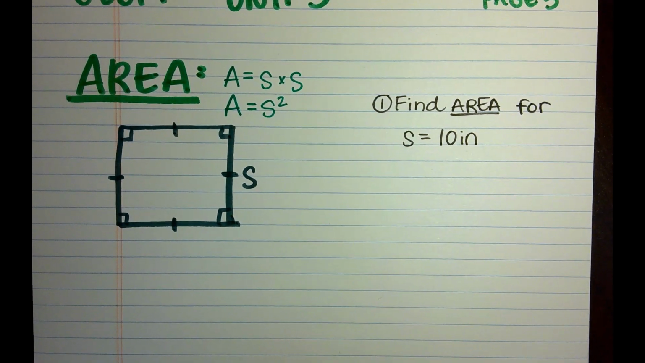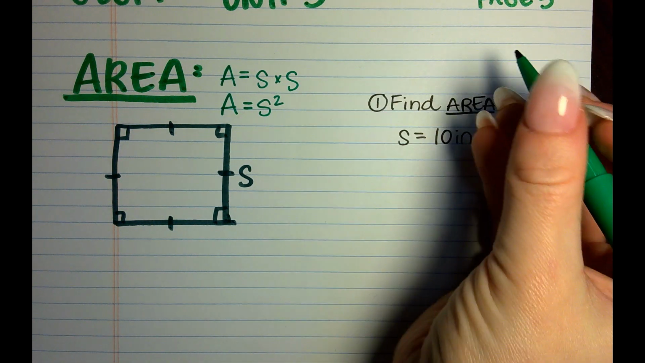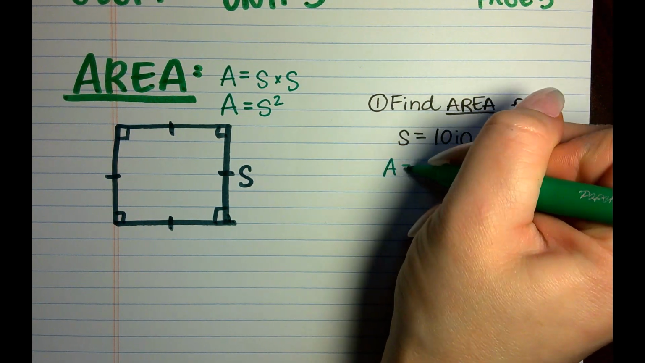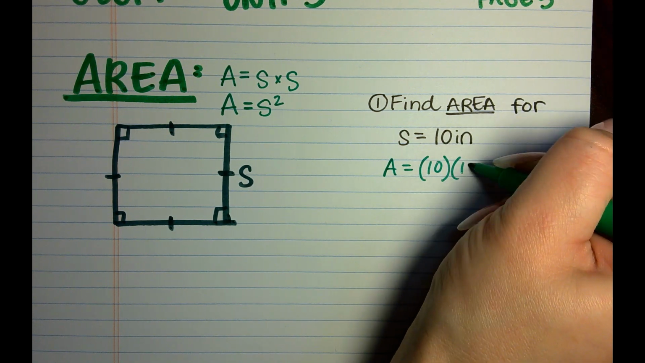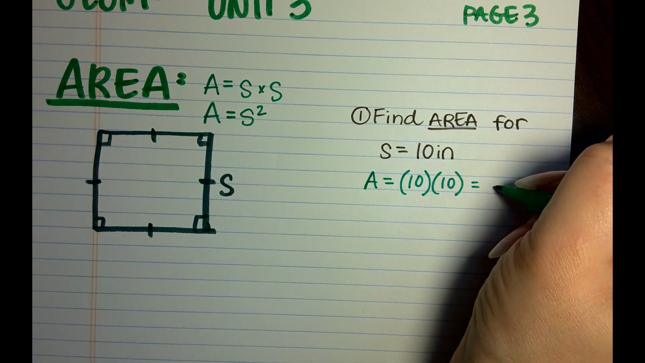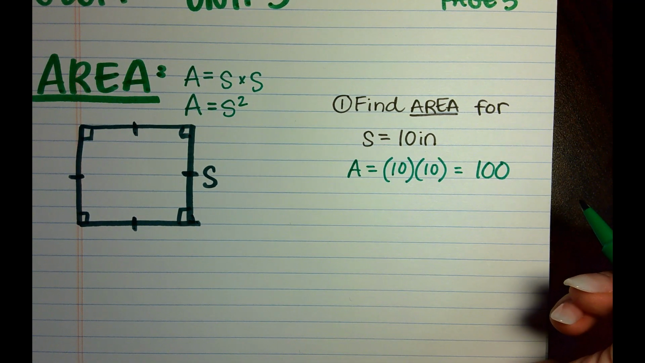What's the area of a square with a side length of 10? 40? Now that would be using the perimeter. Yes. 100. So let's see what happens with both of the formulas. If I do area equals side times side, that would be 10 times 10, which is 100. Now here's the funky part. This is the only time things change.